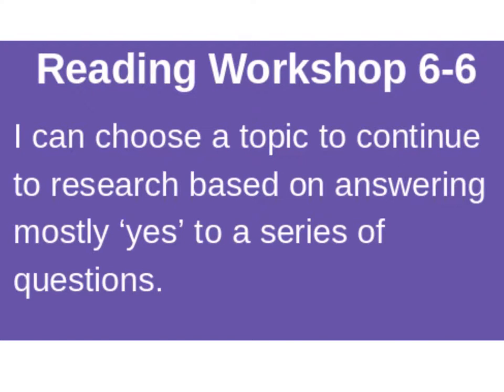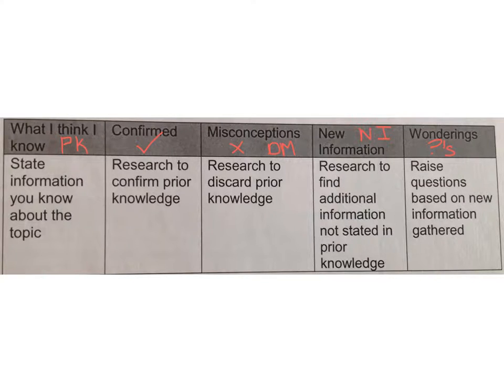Reading Unit 6, Lesson 6. I can use a topic to continue to research based on answering mostly yes to a series of questions. So the first thing I want you to do is open your reader's notebook and find the chart. I know I don't have a picture of the chart we made. I need to start doing that when I make it.